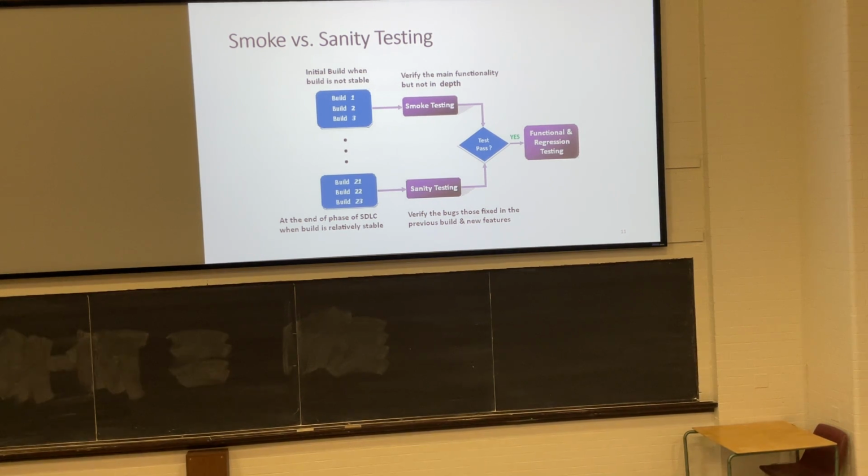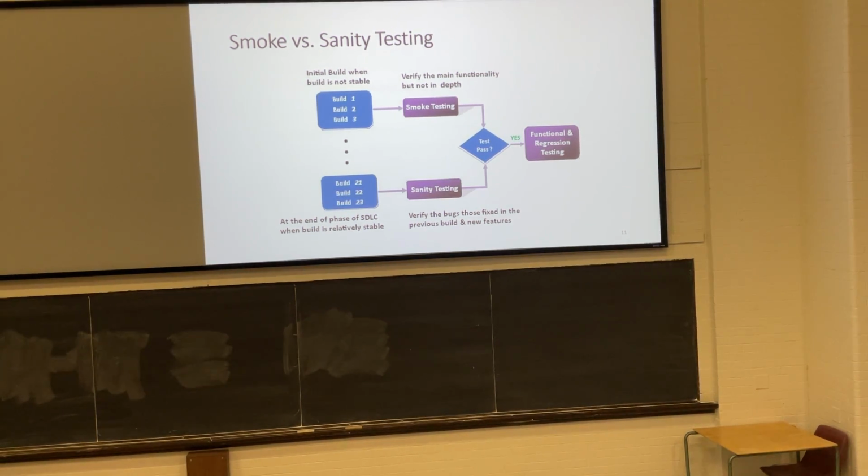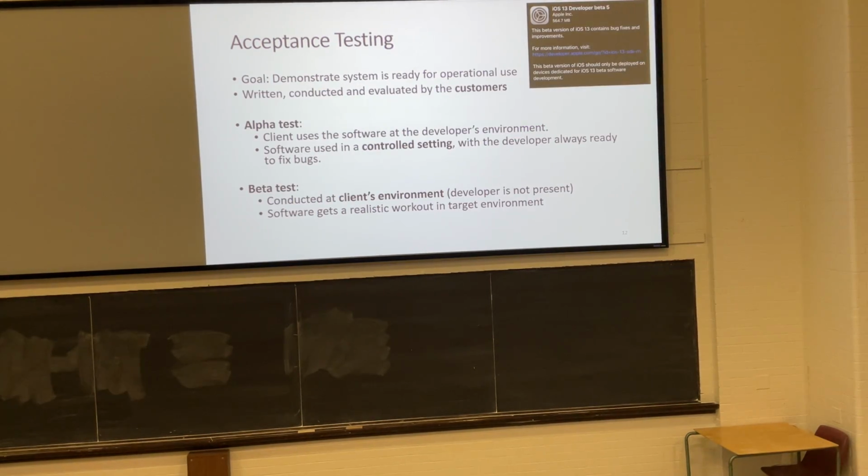So once it's passed smoke testing and sanity testing, then you can go on and perform these more detailed sorts of testing. Unit testing, system testing, regression testing, load testing, and all of this sort of testing. We also talked about acceptance testing last time. Anybody remember what that is?